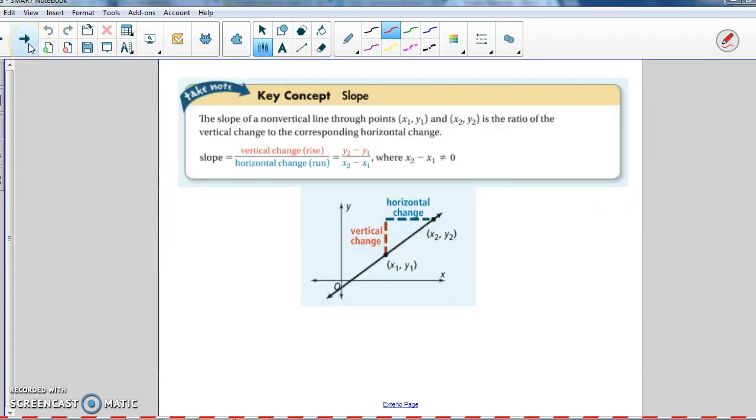So slope is the slope of a non-vertical line through points (x1, y1) and (x2, y2) is the ratio of vertical change to the corresponding horizontal change. So we do the vertical change, which is y2 minus y1, over the horizontal change, which is x2 minus x1. We can't have a horizontal change of 0. And this is what we always used to remember slope as rise over run.